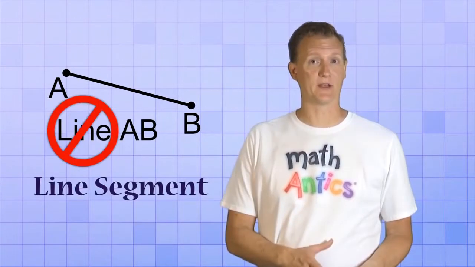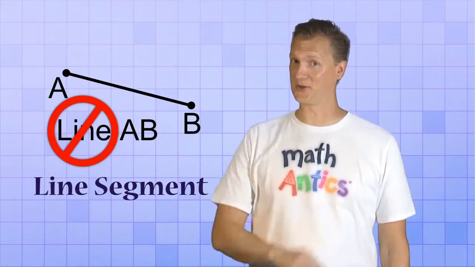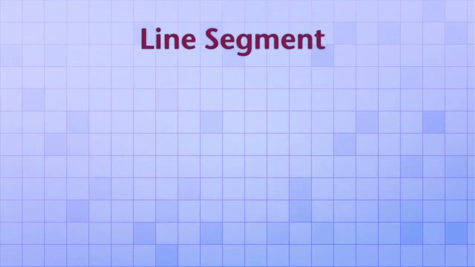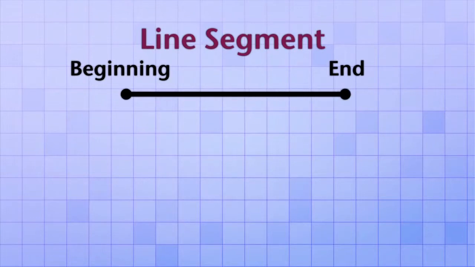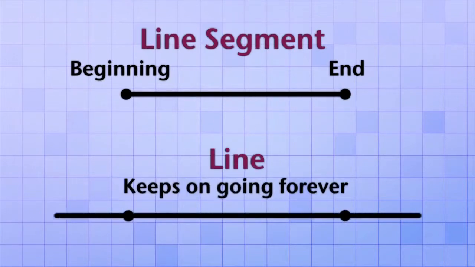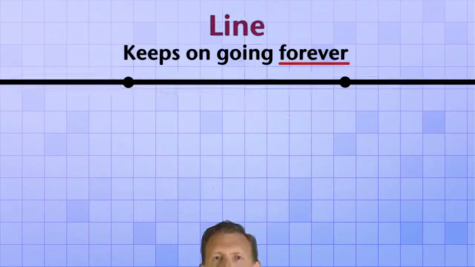It's a line segment. What's the difference, you ask? That's a good question. A line segment has a beginning and an end. It starts at one point in space and it ends at another. A line, on the other hand, just keeps on going in either direction forever, just like the number line keeps on going forever. Well, at least we imagine that it goes on forever.